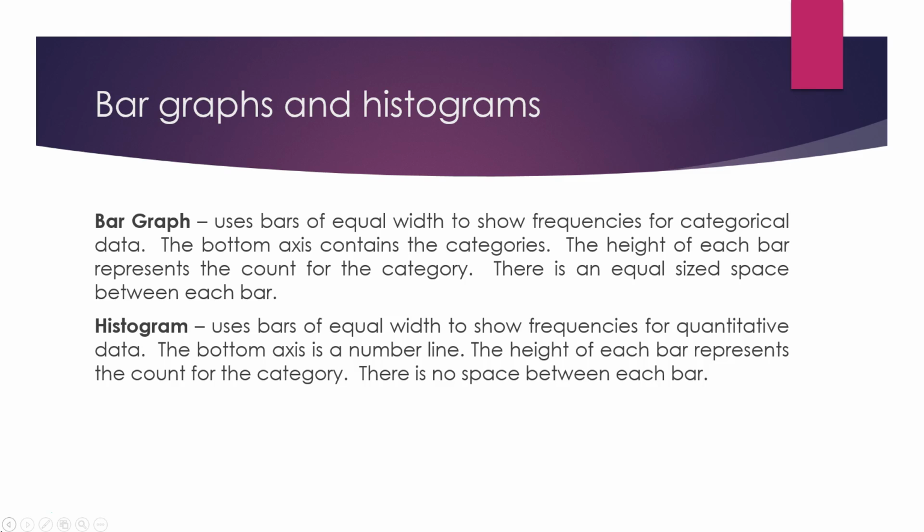A histogram uses bars of equal width to show frequencies, so the same thing, counts, but for quantitative data. The bottom axis is a number line. The height of each bar represents the count for each category, which in this case is going to be a span of numbers, and there is no space between each bar. We will talk about why that is in the following slide with our examples.